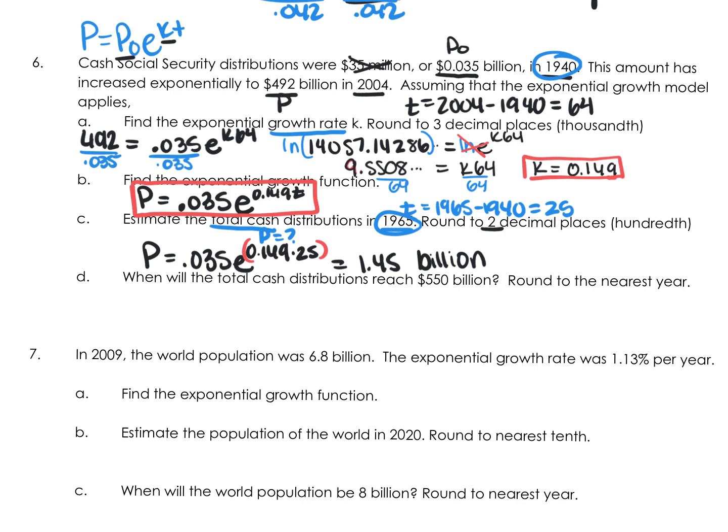Then we want to know when the total cash distributions will reach 550 billion. So now we're looking for t, and this is our P. So we will plug in 550 for P. Our P0 is 0.035. And we're trying to find t, so we'll leave that. So we'll start by dividing by 0.035.